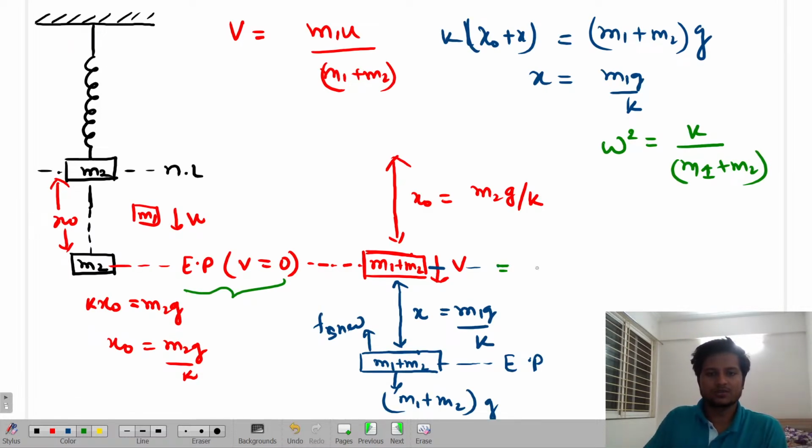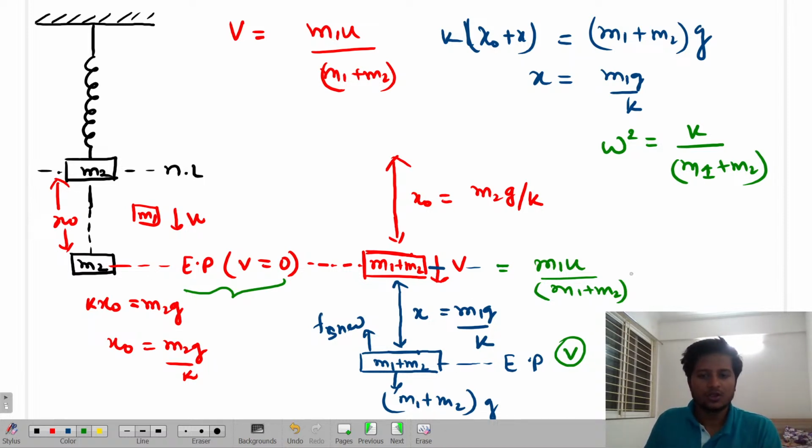This velocity is m1 u by m1 plus m2. I want to find the velocity over here. Displacement is how much? m1 g by k. So between this point and this point, can I apply energy conservation or not? Consider this velocity to be v dash.